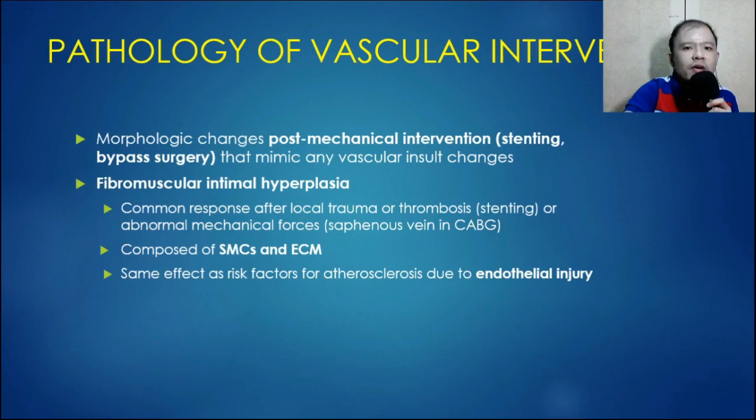So, pathology of vascular intervention. For example, when you have a patient who needs stenting or bypass surgery, these are not without dangers because of one consequence, what we call fibromuscular intimal hyperplasia. And this is dangerous because it leads to what? Narrowing of the lumen and affecting the blood flow. Of course, increasing the blood pressure, and in the end, you have ischemia, heart attack, a kidney problem, hypoperfusion of the kidneys, and what have you.